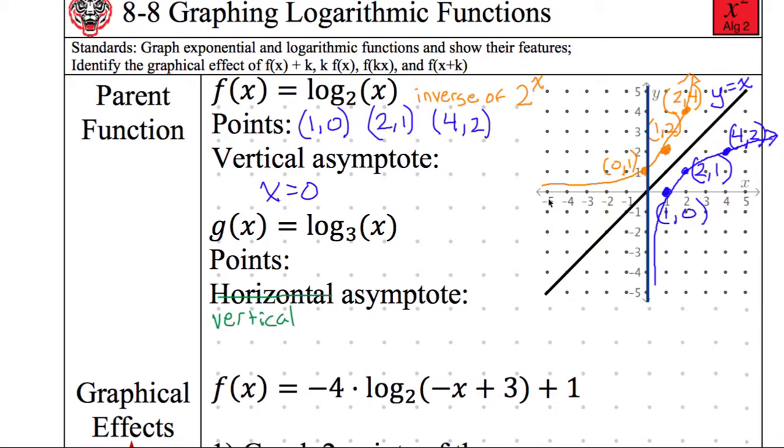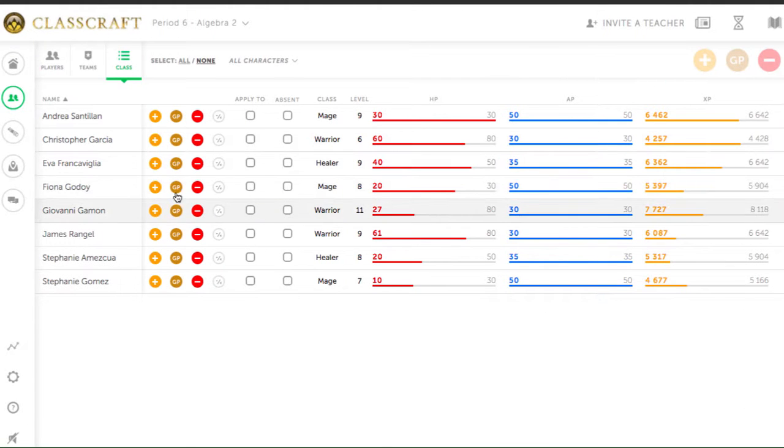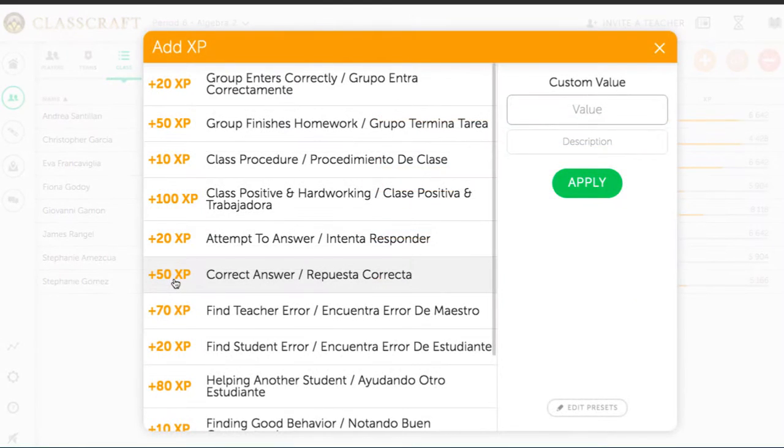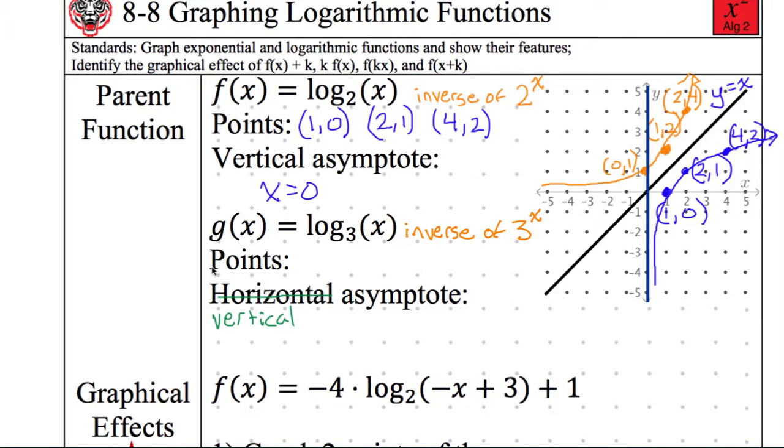All right, log base 3. Where's that at? Log base 3 is the inverse of what? Log base 2. Nope. Inverse of 3 to the power of x. Thank you, Eva, again. I didn't give you your last one, so there's the last one. There's this one. That is the inverse of 3 to the power of x, which means I can also get out 3 points.